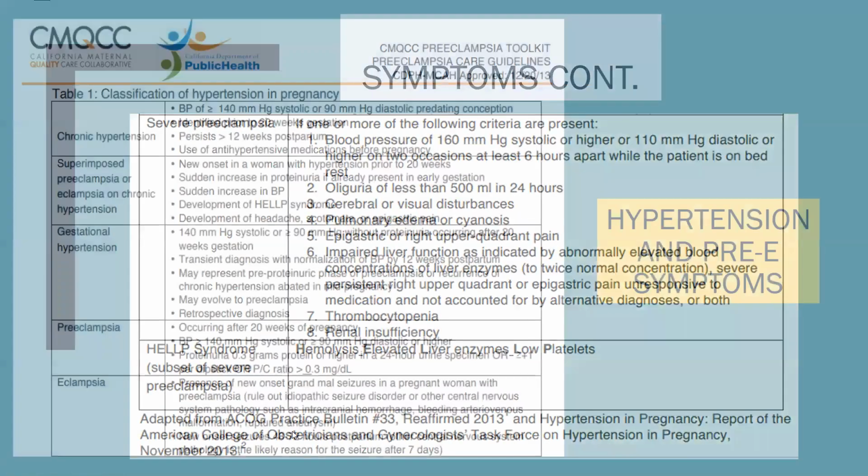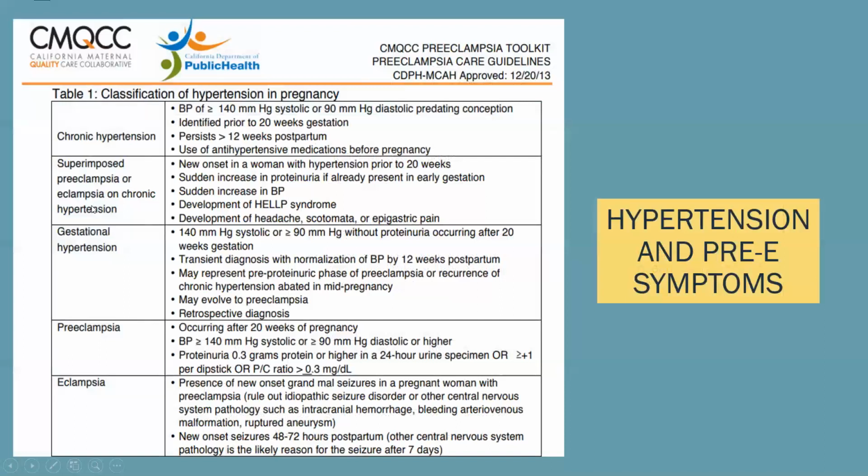Oh, I need to go back. I'm sorry. Superimposed preeclampsia or eclampsia on chronic hypertension. So this is a woman that has a new onset of hypertension prior to 20 weeks and a sudden increase in proteinuria, especially if it's already present, a sudden increase in that BP. She might be developing something called HELLP syndrome. We'll talk about that in a minute. And the development of a headache or epigastric pain, symptoms that are increasingly moving towards looking like there's some swelling going on, and we can move into eclampsia much faster if we have superimposed preeclampsia on chronic hypertension.